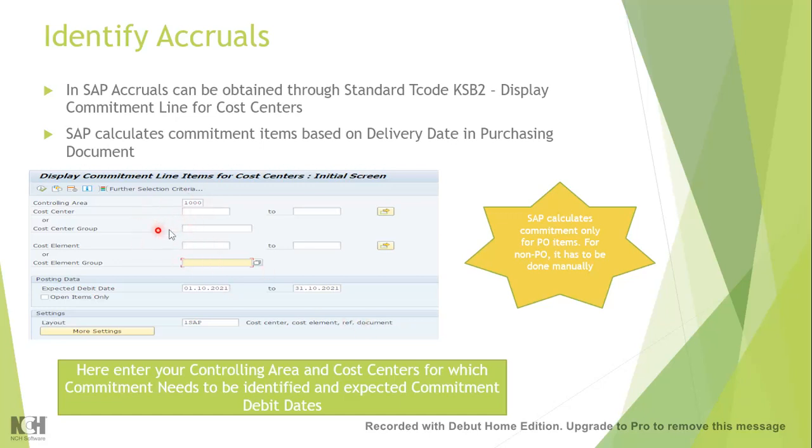In this report, you can enter your controlling area or company code using this further selection criteria, and then give the date of your reporting period. I have given 31st October, but you may give 31st March or 31st December, whatever period you are doing the audit. Up to that period, you are expecting a debit to happen, but it has not yet been done. The system will then generate the report. Let's see how it comes.